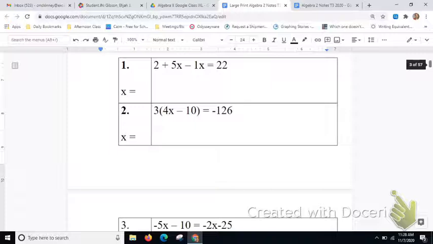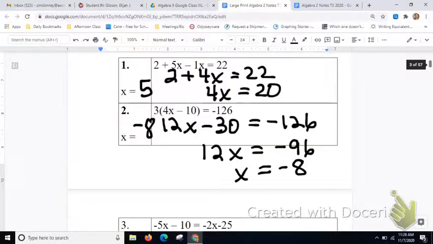So here, you can see the first 3 at this point. I'm not going to go over these. I want you to work them, and then I will put my work up, and you can check your answers. So there's my first 2 answers. I got 5 for number 1 and -8 for number 2.